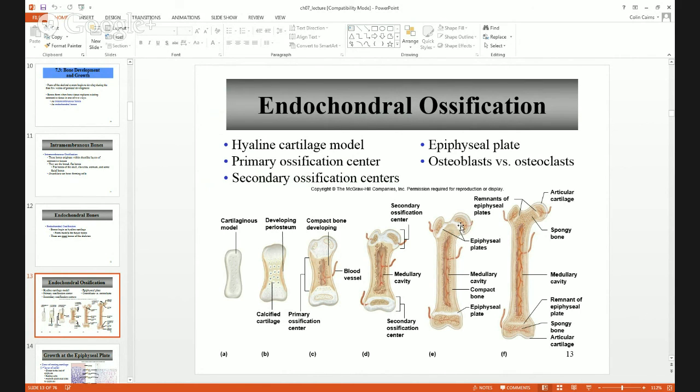As the bone grows, epiphyseal plates form to allow for further growth. And eventually, the bone develops fully. The remnants of the epiphyseal plates are called epiphyseal lines, and it's a fully developed bone.